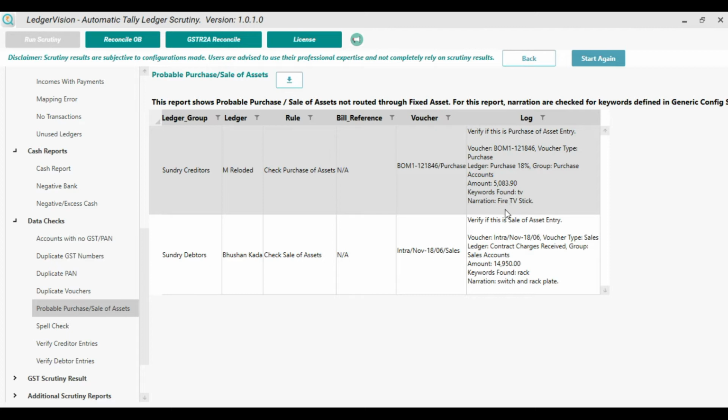So narration is Fire TV stick. The keyword picked by software is TV. Amount is more than 5,000, and no fixed asset ledger is there. So it is purchase ledger with purchase group. So software is asking, this is a probable query, verify whether this is purchase of assets.